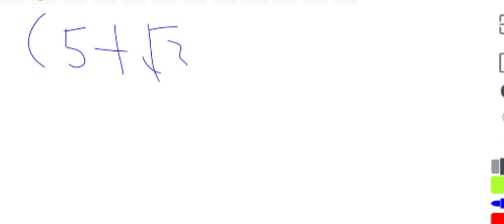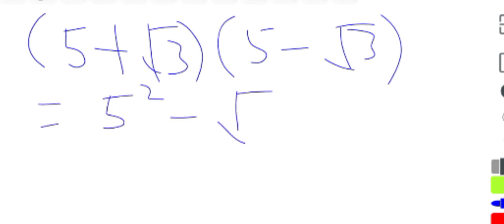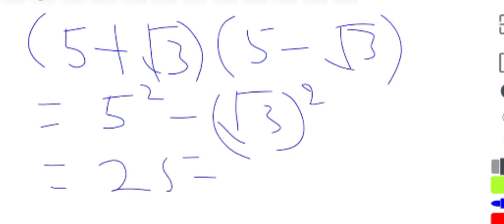So taking that we have, let's say, 5 plus root 3 by 5 minus root 3, we are going to have 5 squared minus root 3 squared, just as in difference of two squares. So it will be 25 minus 3. This is going to give you 22. Okay, so since we know this, we are going to look at rationalization of surds.